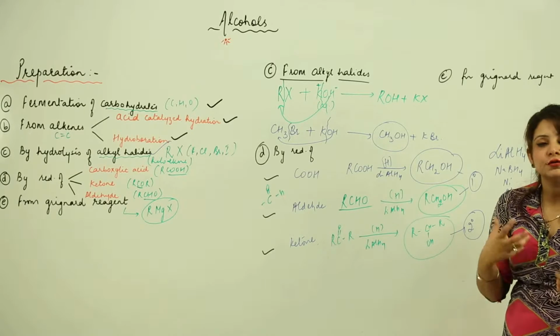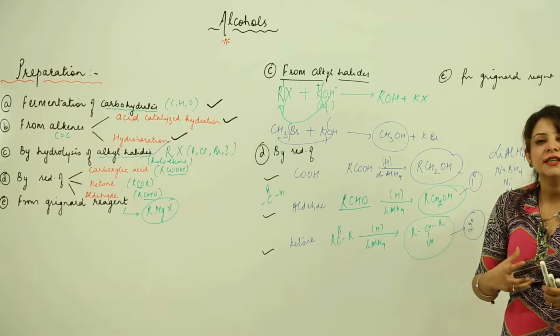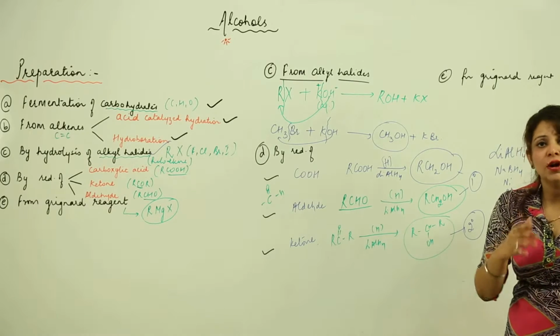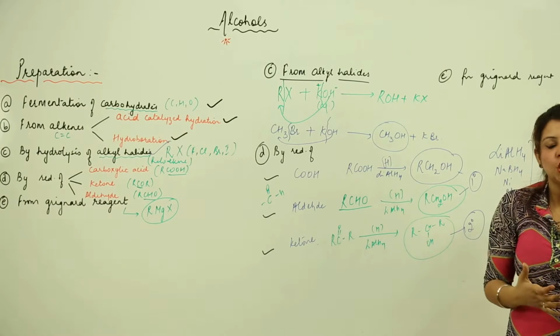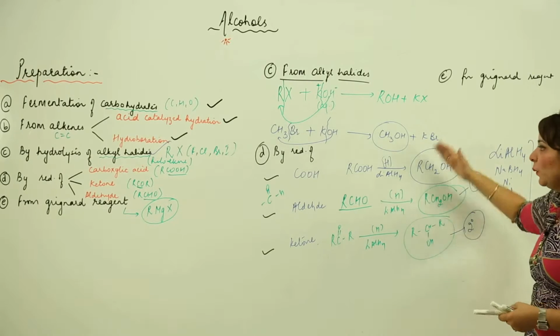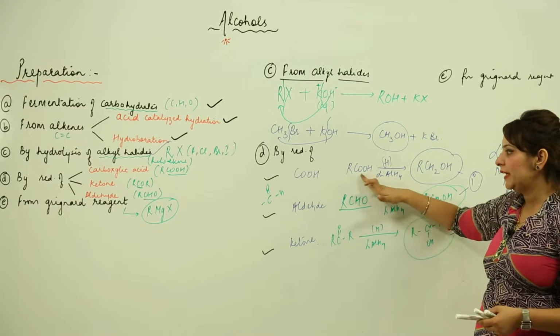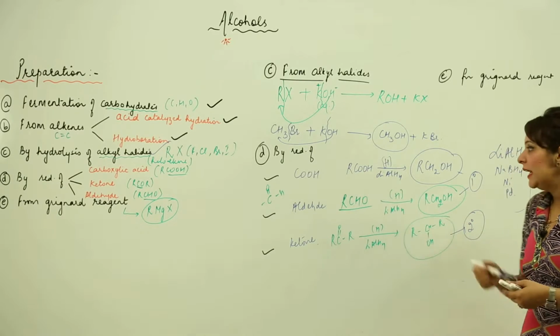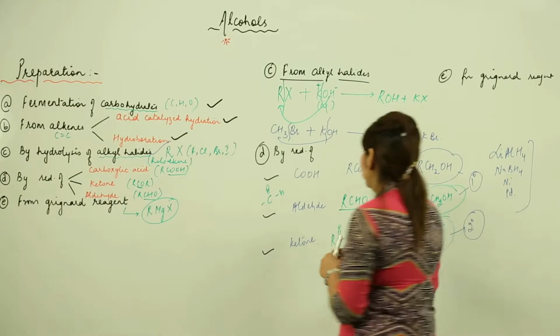What do you have to look for? You just have to see how many carbon atoms our special carbon is being attached to. And what is that special carbon? I think you can recall, the special carbon is the one to which the OH group is attached. So likewise we can perform the reduction of carboxylic acid, aldehyde or ketone, and we are going to get the product. Let's take an example also along with that.